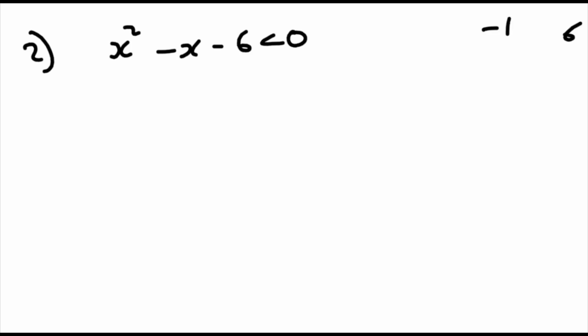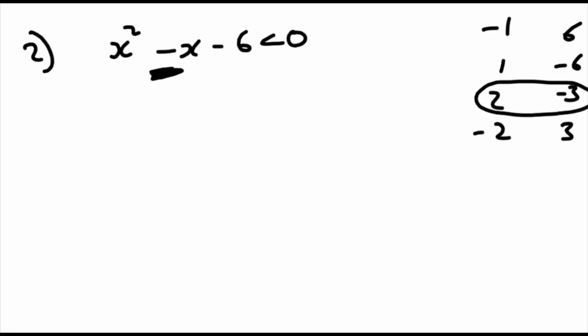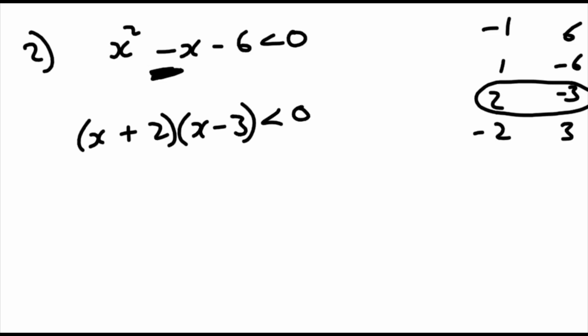Let's have a look at another example. This time we're going to have x squared take away x take away 6 is less than 0. So we're going to start out by factorizing our equation. We're going to have minus 1 and positive 6, positive 1 and minus 6, 2 and minus 3, minus 2 and positive 3. What pair adds together to give you minus 1? It will be 2 and negative 3. So when we put it into our brackets, (x plus 2)(x minus 3), and this is less than 0.